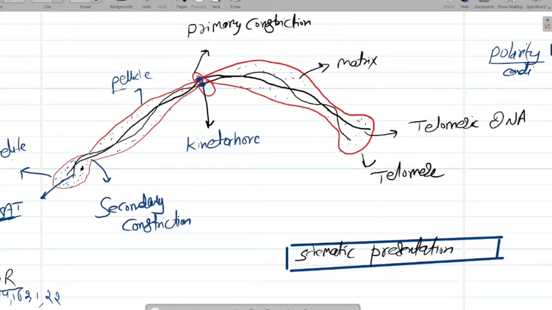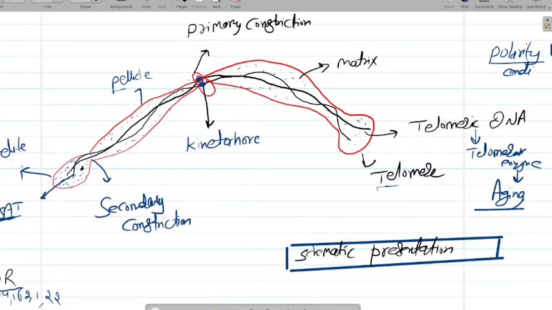If you talk about telomeric DNA or telomere, the chromosome also has polarity in itself, and the last segment region is called the telomere. The DNA found in it is called telomeric DNA, and it also has the telomerase enzyme, which belongs to aging. Now we have studied that.